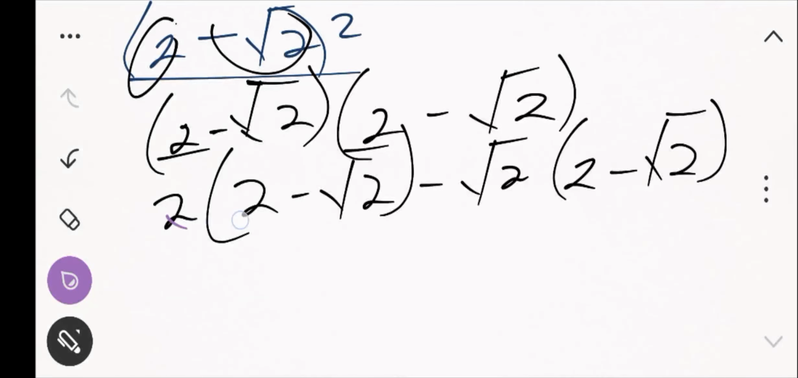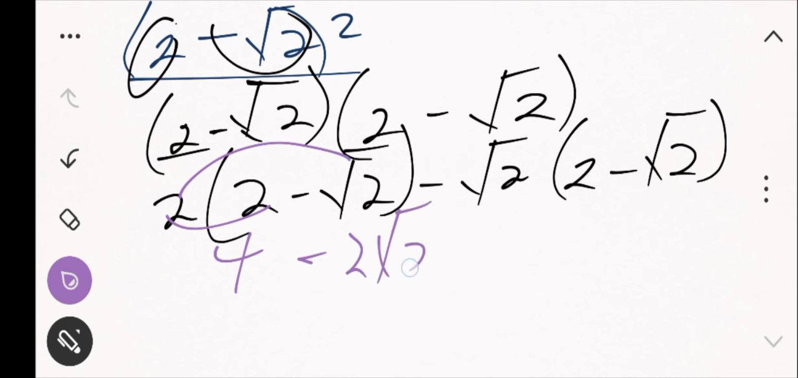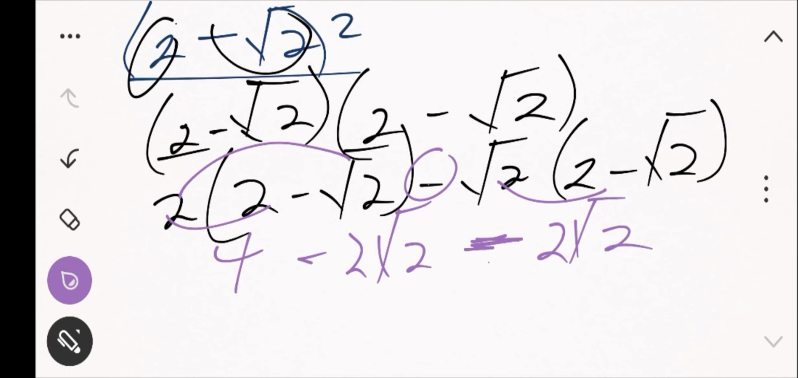So this will multiply this to give us 4, and this will also multiply this to give us negative 2 root 2. We are done with the first part. We go to the second part. Negative is here, negative is here, so it will repeat negative. So root 2 multiply 2, we get 2 root 2. But note that we have negative here and another negative here. So negative times negative is positive.